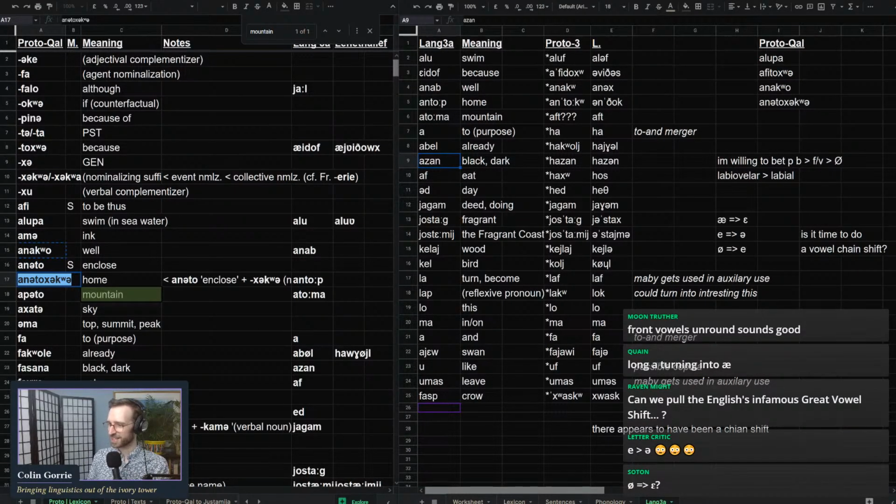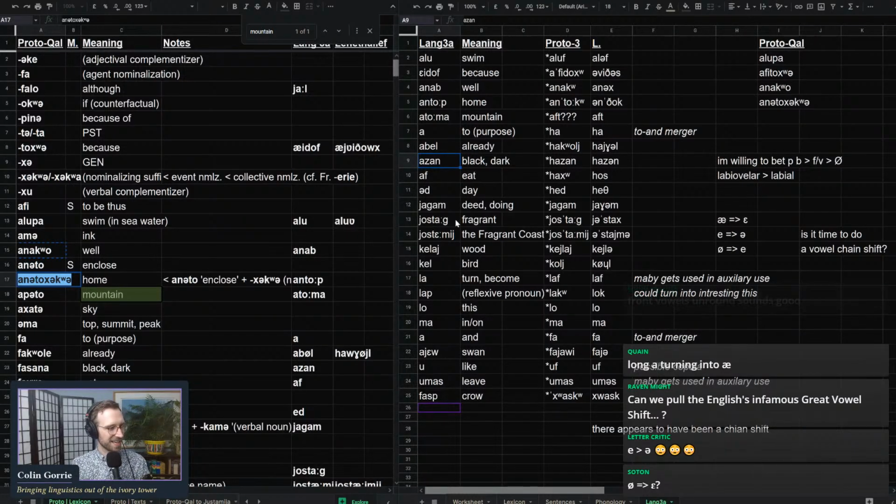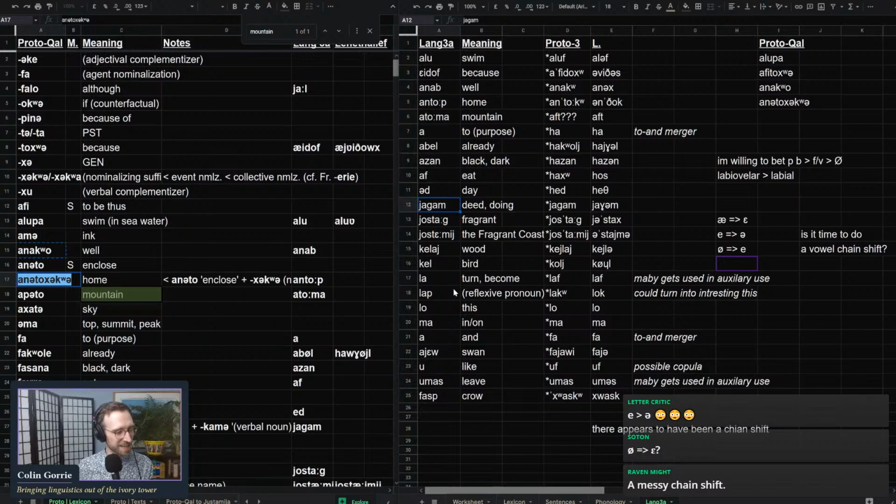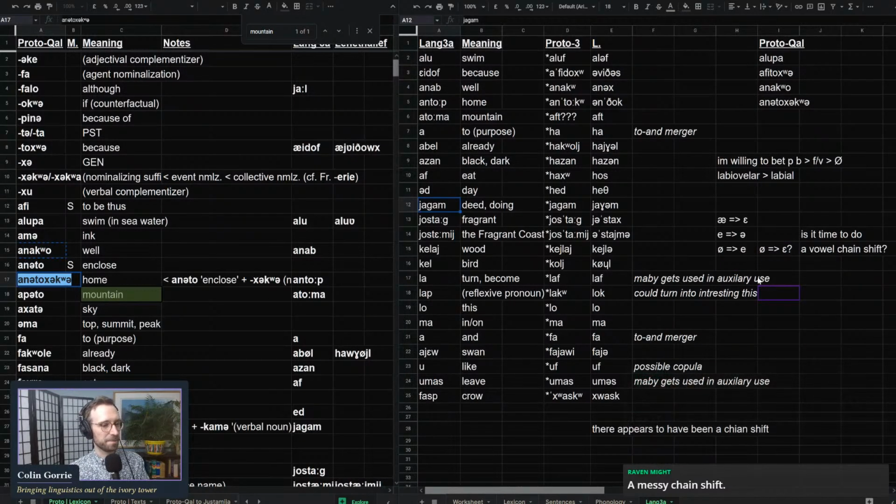Do the great vowel shift. We could do it. This is messy. Real life is messy. Ö to E. All right, let's chart this.